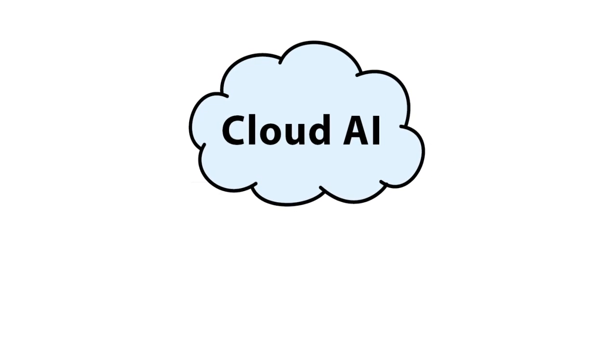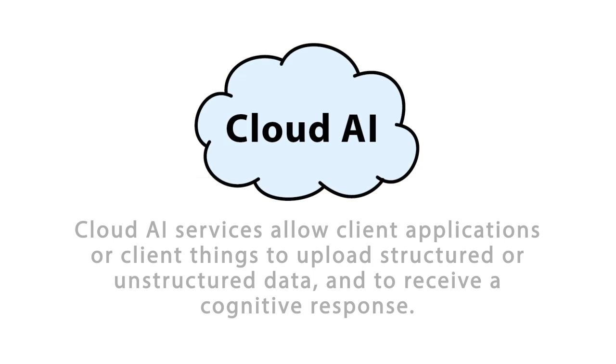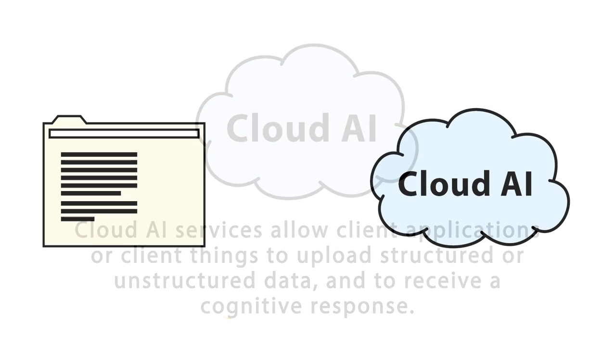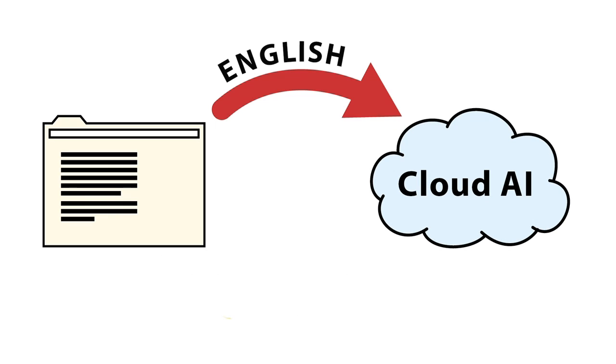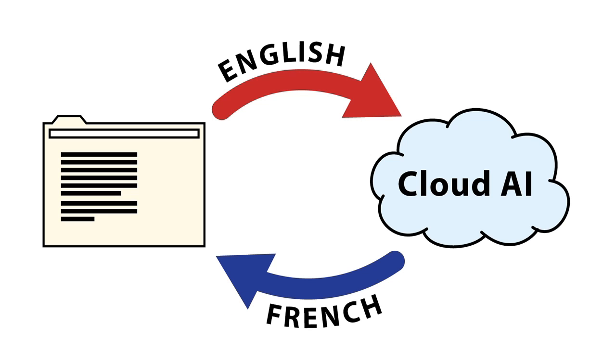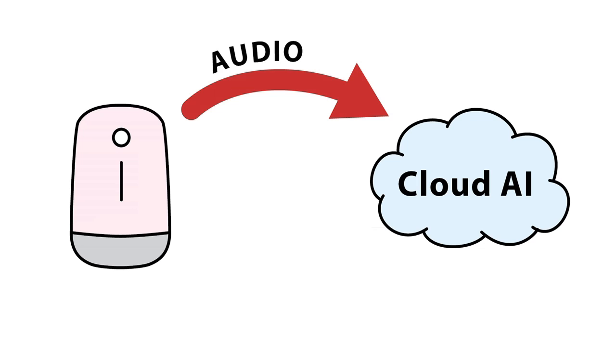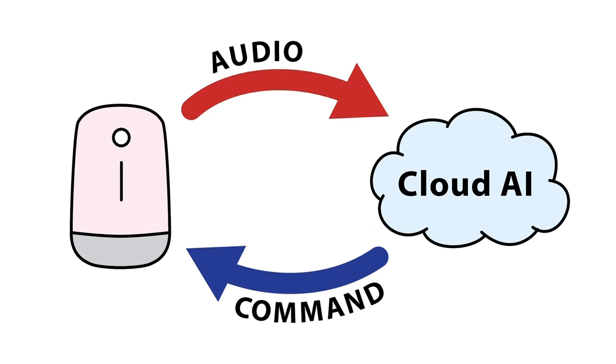Cloud AI services deliver cognitive capacities over the internet. More specifically, they allow client applications or client things to upload structured or unstructured data and to receive a cognitive response. So, for example, a website may submit text in English to a cloud AI service and receive back a translation in French. Or a smart speaker may upload a stream of audio data and receive back an interpreted command or the answer to a user's information request.